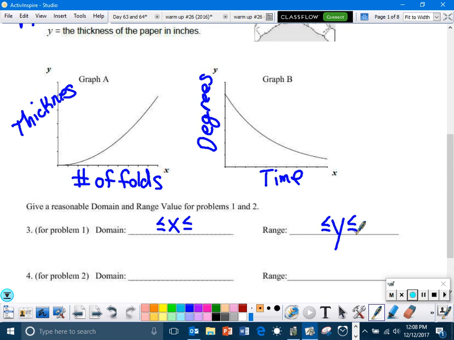Okay, now this one we talked a bit about in class. So time, obviously, when you take it off the stove, that's at time 0. It starts cooling immediately after you take it off the stove. And then it cools down to like room temperature. Okay, so about how much time is that? Well, it's maybe about 30 minutes before it cools down, maybe even a little bit longer. So a reasonable domain would be 0 minutes to 30 minutes.